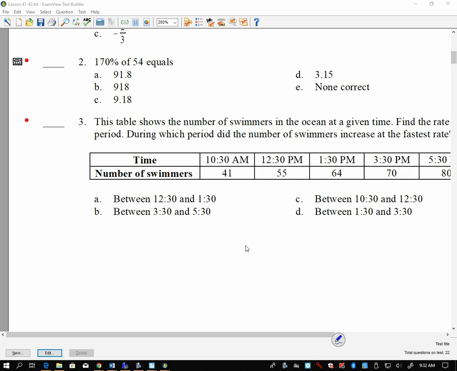170% of 54 equals what? All right, so let's try to set up a proportion. What should go on the bottom, right?